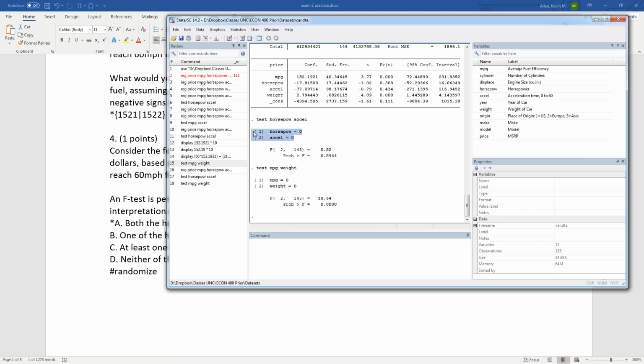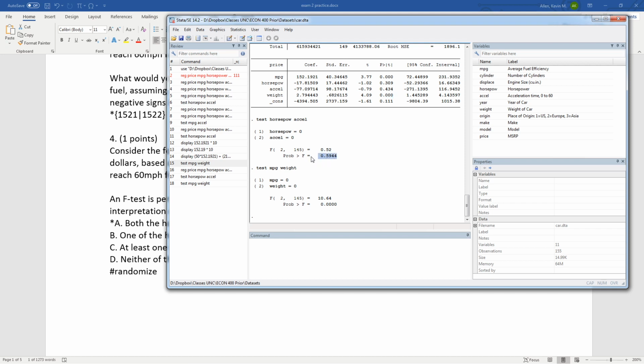So here's our test. We're saying that this coefficient for horsepower and this coefficient for acceleration are both equal to 0. Then we look at the p-value for this test, and this p-value has the exact same interpretation as the p-value for a t-test. That's the advantage of the p-value. It is equal in all of the forms of testing. The rejection rule is the exact same. So we're looking for, is it less than 0.1? Is it less than 0.05? Is it less than 0.01?